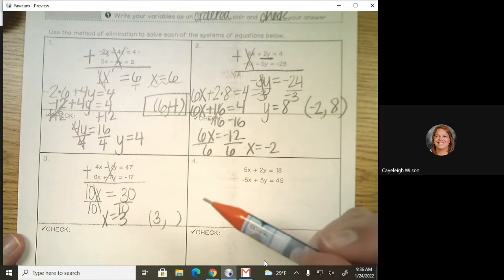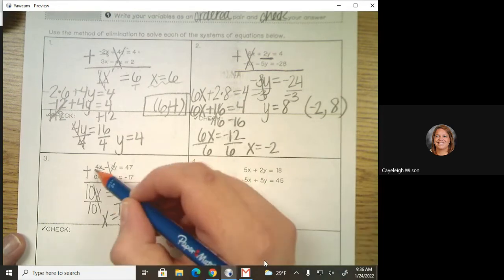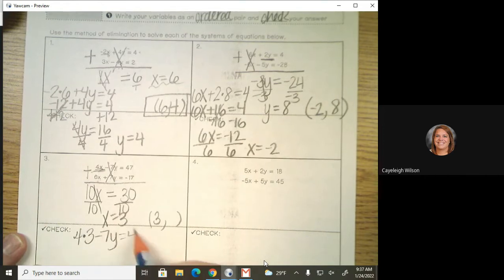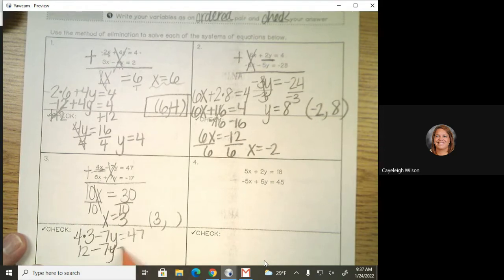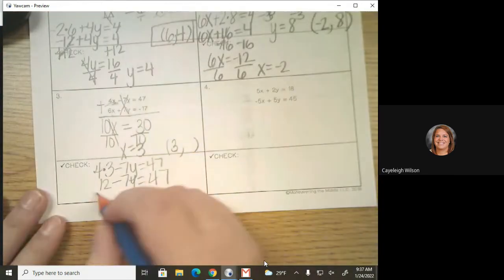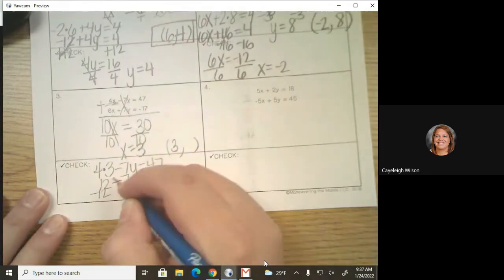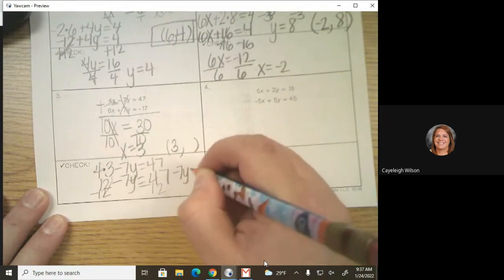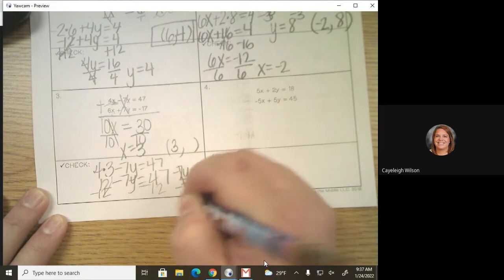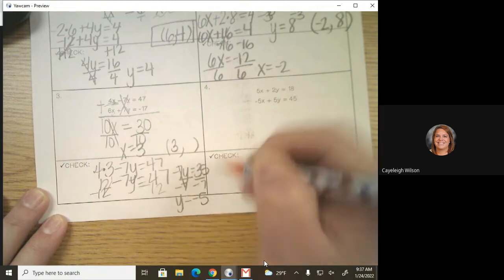All right, sub it back in. Doesn't matter which one. I'll go with the first one. So 4 times x, but we just said x was 3, minus 7y equals 47. So that's 12 minus 7y equals 47. Subtract the 12 because it's a positive 12. So that's negative 7y equals 35. Divide by negative 7, and y is negative 5.